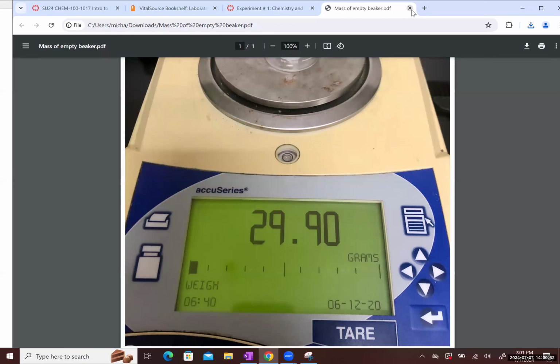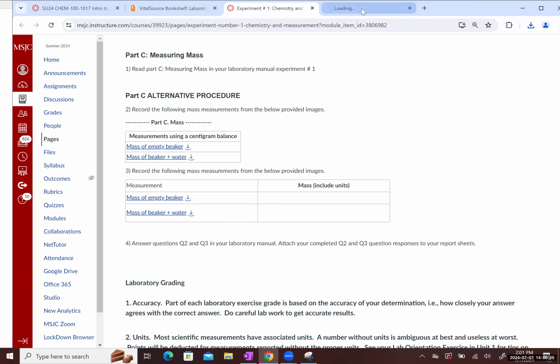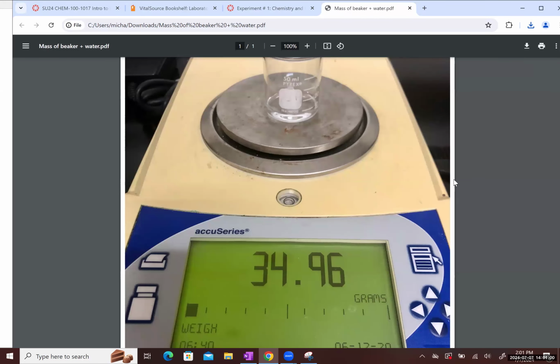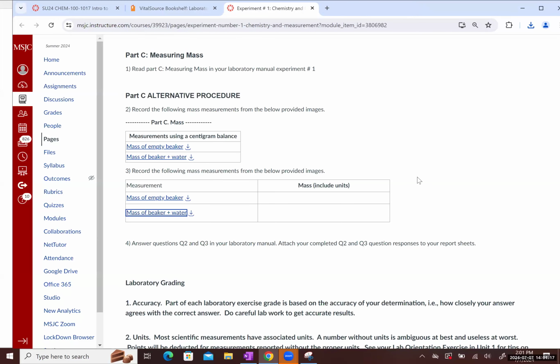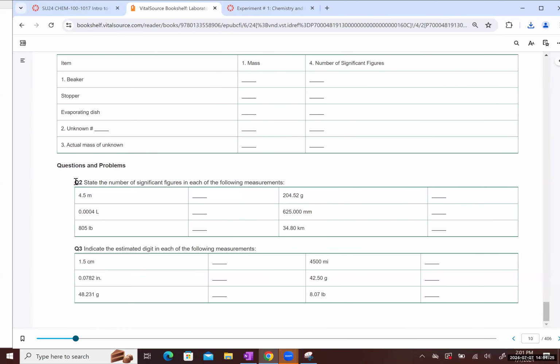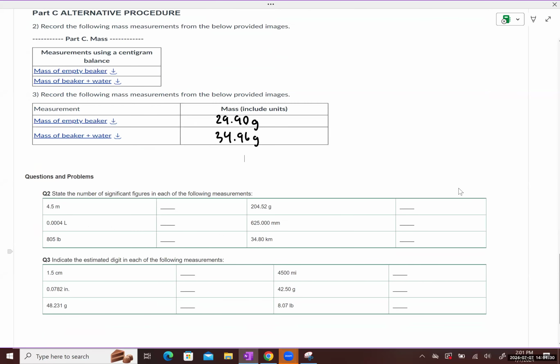Okay, let's do the second image now, which is the mass of a beaker plus water, and it's 34.96 grams. So I'm going to write down 34.96 grams. So we've successfully completed part C. Now, let's keep going through our instructions because there's still some more things to do. We have to answer questions 2 and 3 in the lab manual. So we open up the lab manual and we see there are questions labeled Q2 and Q3. So let's answer those questions.